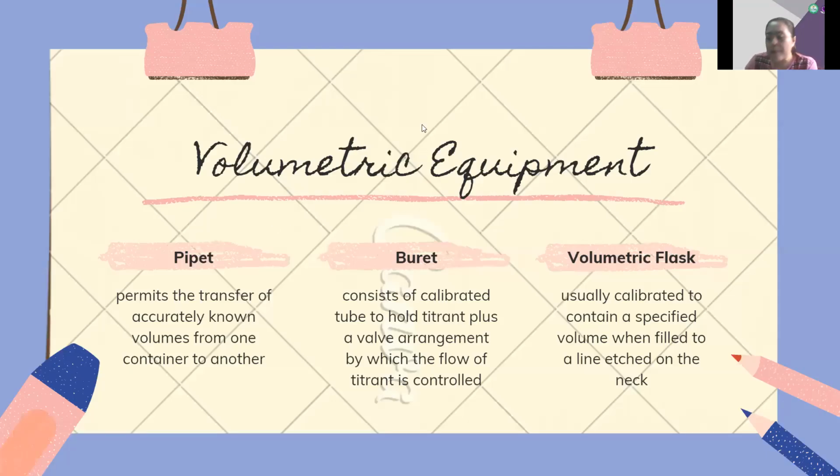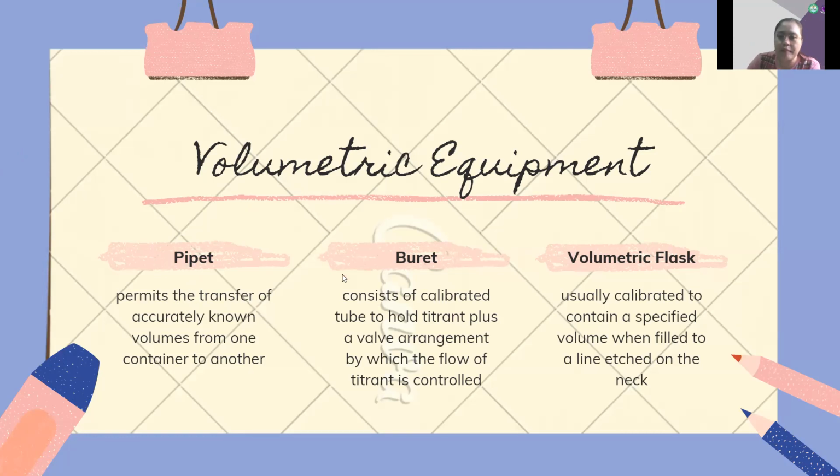Now, for the laboratory equipment that we may use in measuring the volume, we have the first one, the pipette. Do not forget that the pipette will help us measure exact and accurate volume of liquid and transfer it from one container to another. So most of the time, pipettes are used in the transfer of, again, the liquid sample from one container to another.